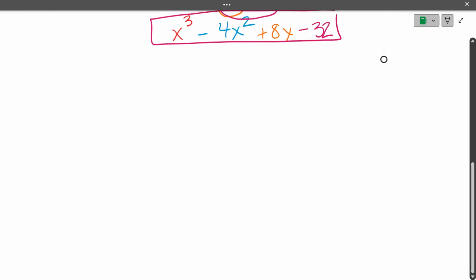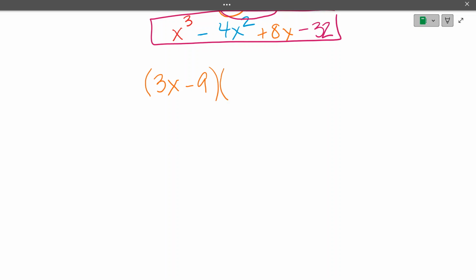Let's do one more, and we're going to add some coefficients here. So what if we do 3x minus 9 times, why don't we do 10x plus 12? Actually, let's not do plus 12. We haven't done two negatives yet. Minus 12. All right, let's FOIL, y'all.